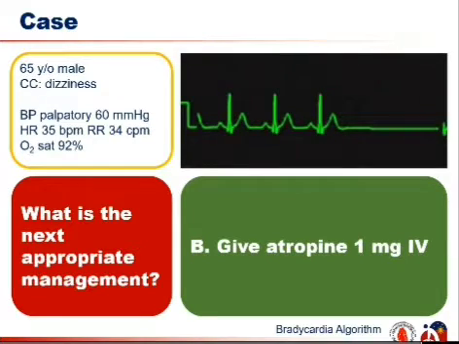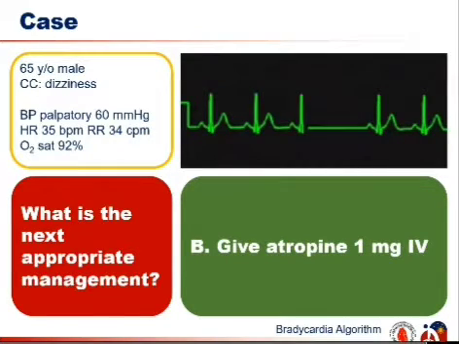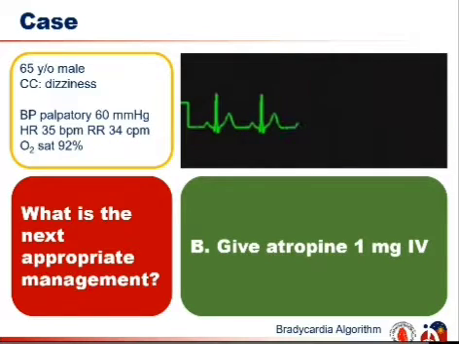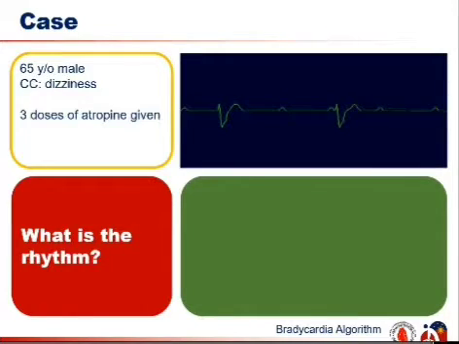The answer is B. Give atropine 1 mg IV. As previously mentioned, atropine remains the first-line drug for acute symptomatic bradycardia. Did you get it right? Good job! You gave 3 doses of atropine and the rhythm became this. Can you identify the rhythm?